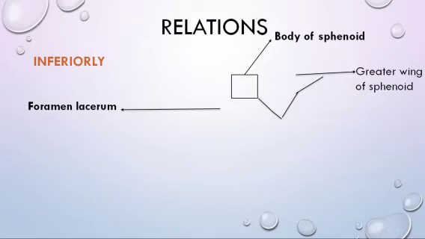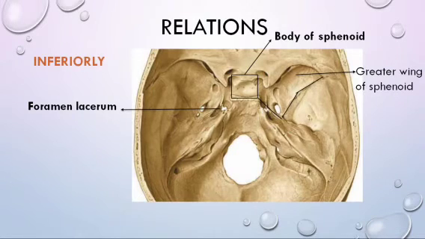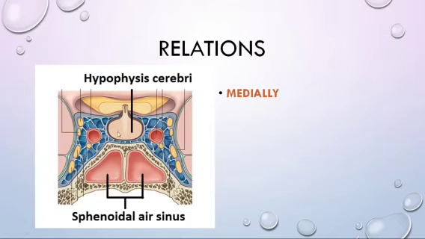Okay. Now come to the inferior relation. For the inferior relation, you have to think about the bone only. You know, this place is for the cavernous sinus. So inferiorly it is related to the foramen lacerum. And also the junction between the body of the sphenoid and the greater wing of sphenoid. This junction also forms the inferior relation of the cavernous sinus. So clear about the inferior relation? Okay, next we'll go on to the medial relation. Medially it is related to the hypophysis cerebri, that is the pituitary gland, and the sphenoidal sinus.